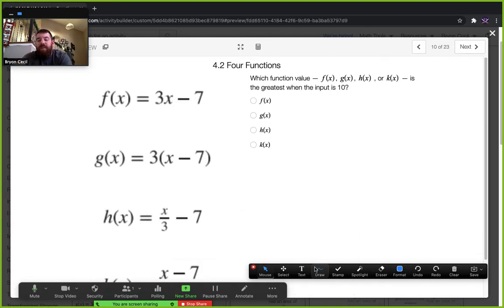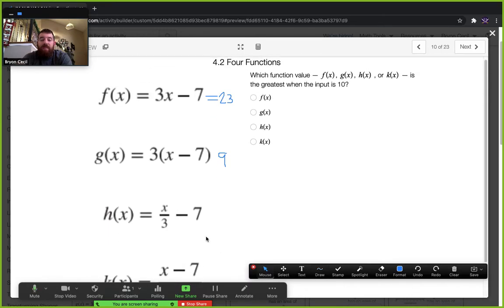All right, what if the input is 10? Okay, so 3 times 10 is 30. 30 minus 7 is 23. Okay, 10 minus 7 is 3. 3 times 3 is 9. So g of x is no longer the greatest. 10 divided by 3 minus 7 is not going to be greater than 23. And we know that 10 minus 7 divided by 3 is not going to beat 23. So we do have f of x as our highest one.